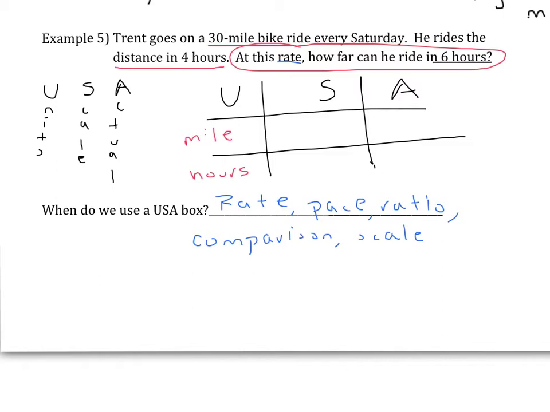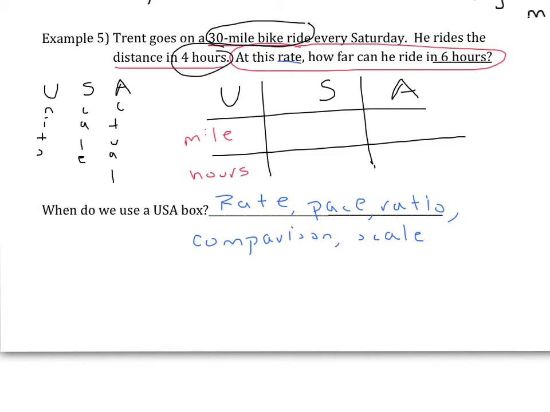Next, I'm going to write in my scale. Now I have to go back to the problem and look at what are the two things that they are relating to each other. It says Trent goes on a 30-mile bike ride every Saturday. He rides that distance in 4 hours. So these two numbers are linked. He rides 30 miles on his bike. It takes him 4 hours.